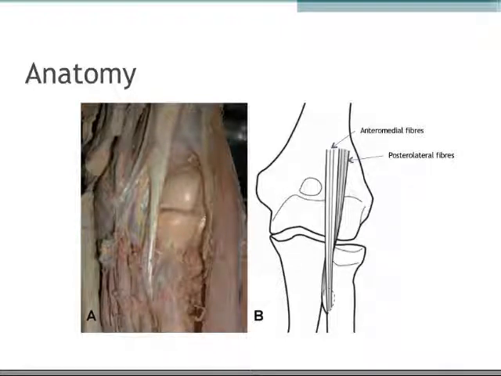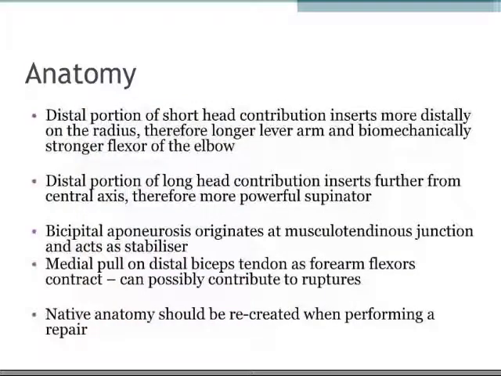The short head contribution, so the anteromedial fibers insert more distally on the radius, and therefore there's a longer lever arm, and so the short head contributes more to strength. The short head is a biomechanically stronger flexor. The distal portion of the long head inserts further from the central axis, so the long head seems to be the more effective supinator. The bicipital aponeurosis originates at the musculotendinous junction and appears to act just as a stabilizer rather than contributing to strength. It pulls on the distal biceps tendon medially as the forearm flexors contract, so that function can possibly contribute to ruptures at that level. The authors recommended that native anatomy should be recreated when performing a repair as much as possible.